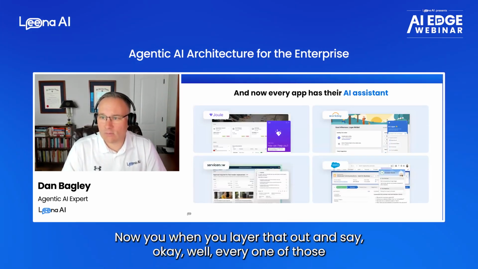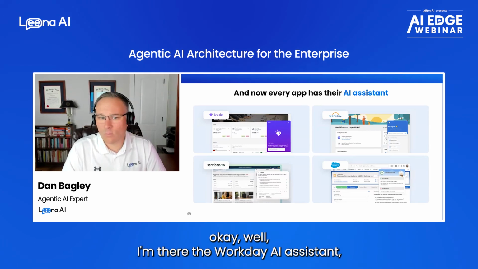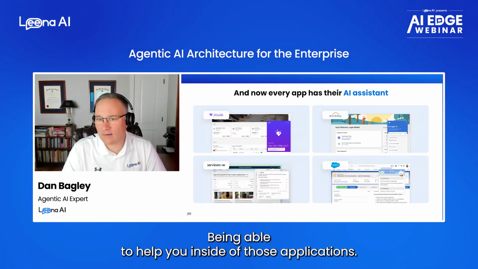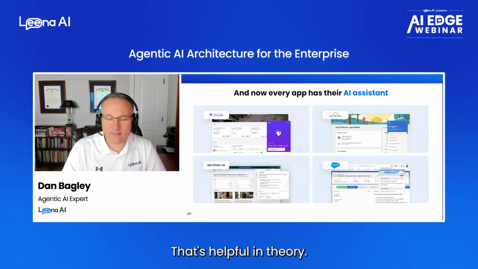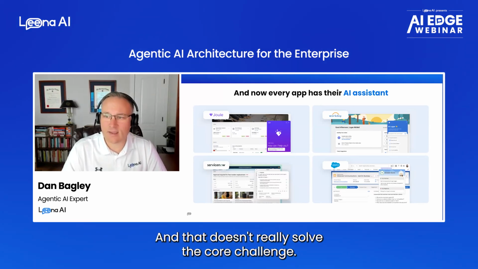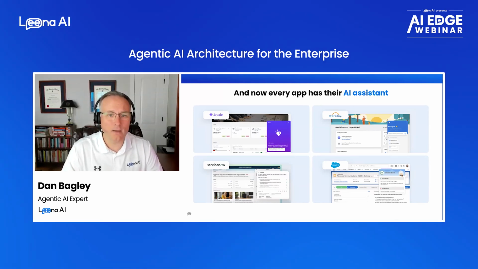Now, when you layer on top of that every one of those applications coming out with an AI assistant, saying, okay, I'm the Workday AI assistant, I'm the ServiceNow AI assistant, I'm the Salesforce AI assistant, being able to help you inside of those applications. That's helpful in theory. But now instead of 231 apps, you have 231 AI assistants, and that doesn't really solve the core challenge. In fact, it can make it more complex over time.